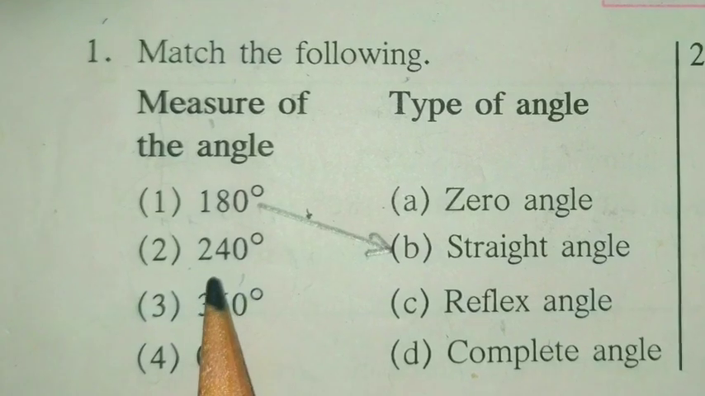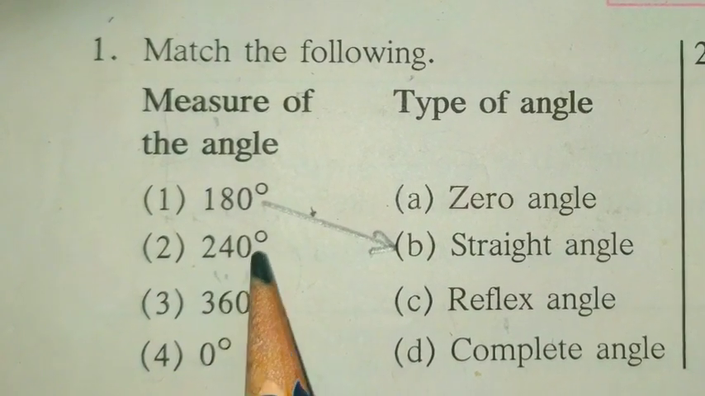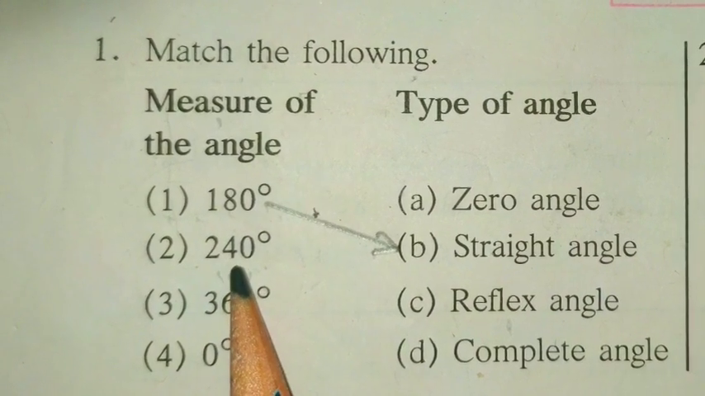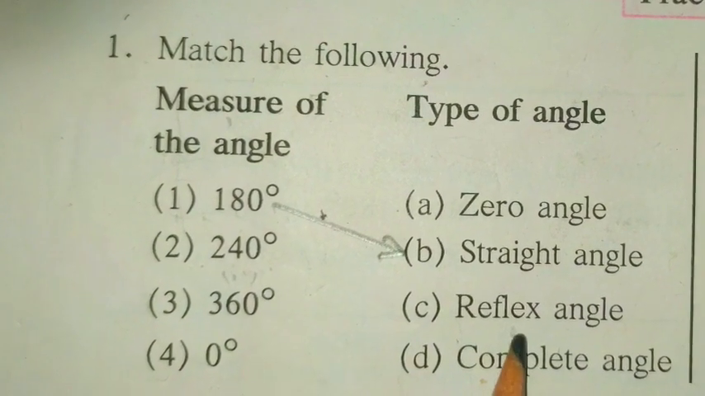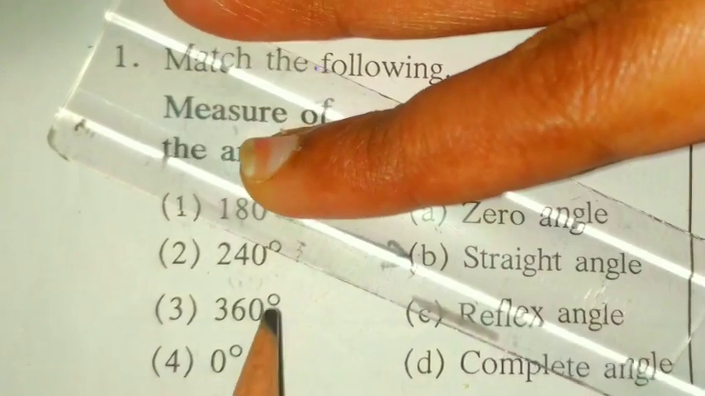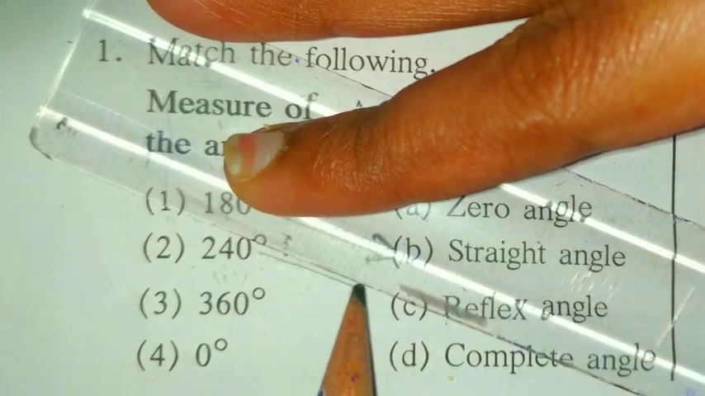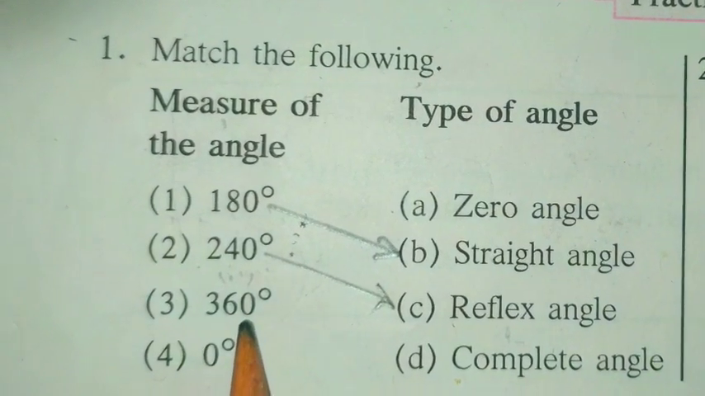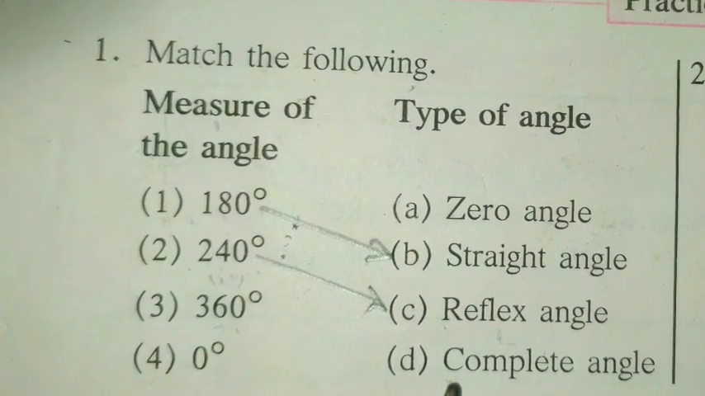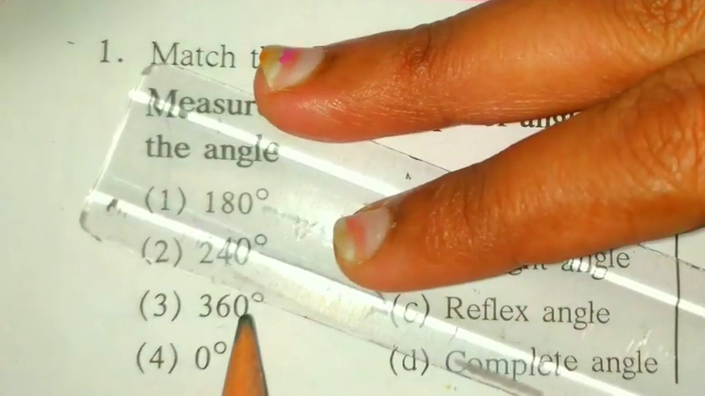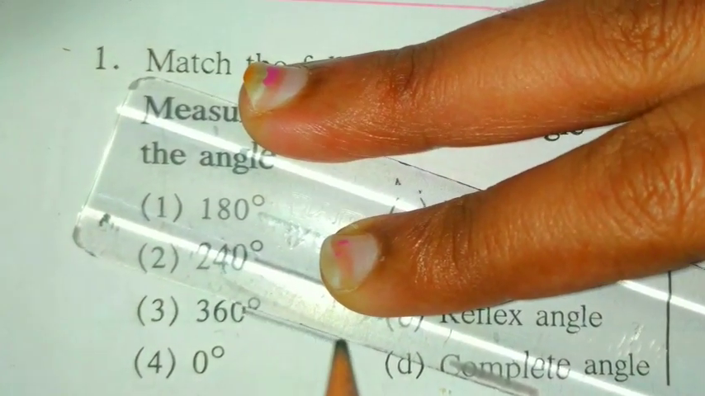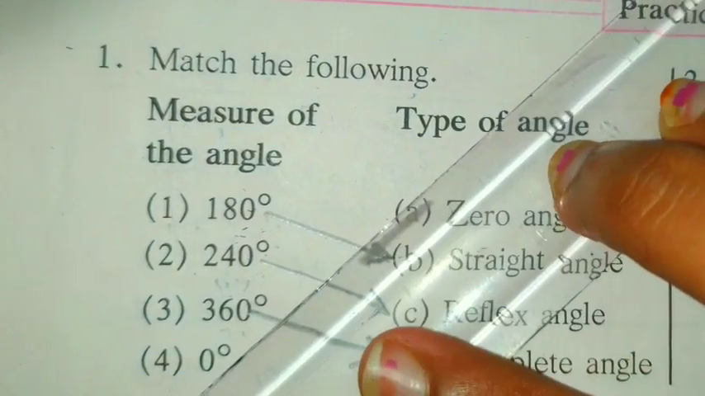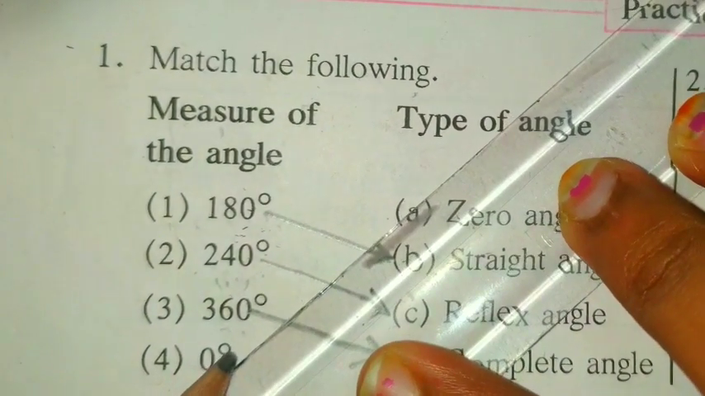240 degree. 240 degree means it is greater than 180 degree and below 360 degree. This is one reflex angle. Match with reflex angle. 360 degree, as a table, 360 degree is a complete angle, and zero angle already given here, zero angle.